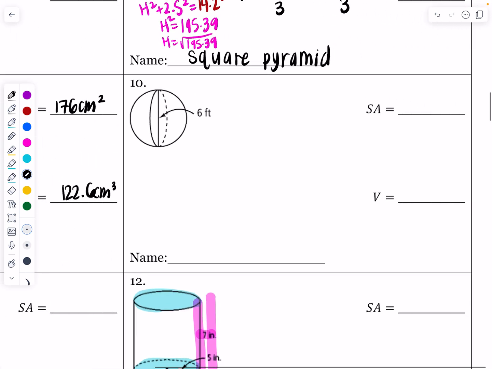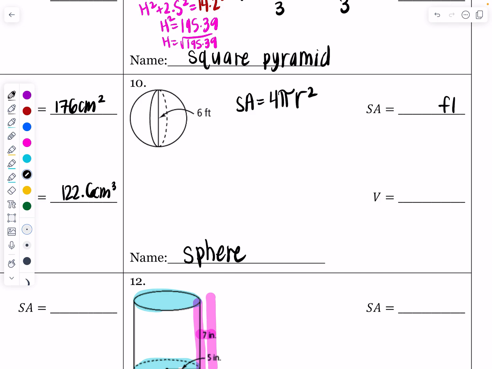All right, what is this next shape? Well, it looks like a ball, and so this is going to be a sphere. What is our formula for the surface area of a sphere? Our formula for the surface area of a sphere is 4 pi r squared. Of course, my units are going to be feet squared for surface area and then feet cubed for volume.